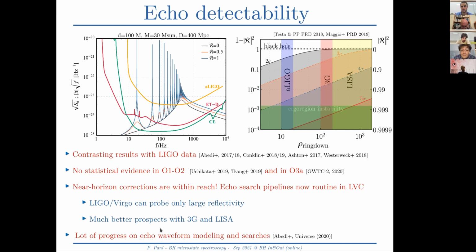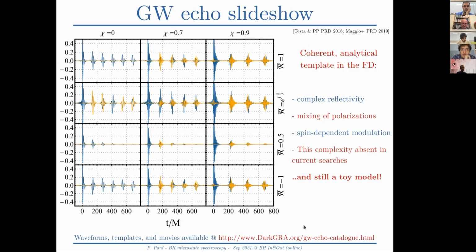At the same time, this has required a lot of progress in echo waveform modeling. I can suggest this review by Abedi, Dykaar, and collaborators, which summarizes all the challenges of these searches and modeling. I can just mention that current searches in LIGO and Virgo use very simplified templates, and in fact, the whole story is much more complicated.